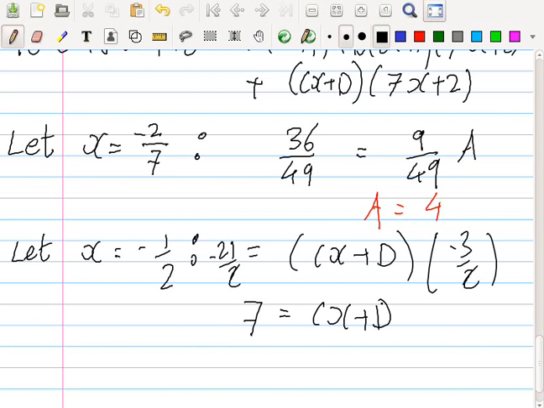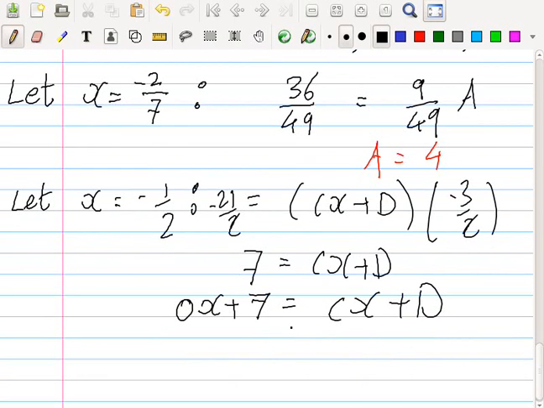Now, in fact, it's actually convenient here to switch back to the other method for a moment, because I can now look at this and say 0x plus 7 equals cx plus d. So I actually have two answers here. What's my c? 0. And what's my d? 7. And remember, I promised you earlier that the c usually cancels, and you can see there it is as 0. So I got a, c, and d.